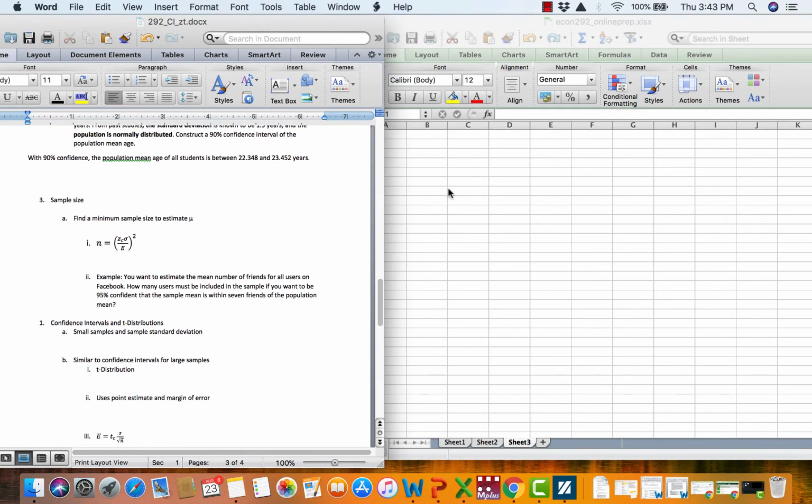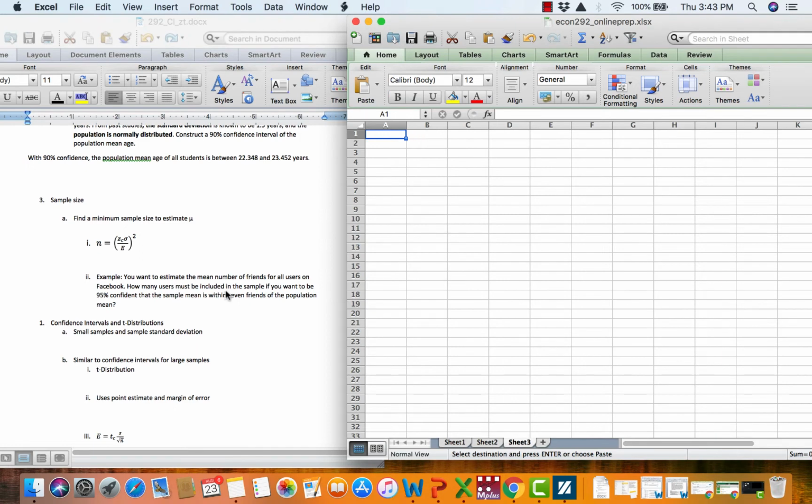Let's see. You want to estimate the mean number of friends for all users on Facebook. How many users must be included in the sample if you want to be 95% confident that the sample mean is within 7 friends of the population mean? According to this formula, we need a critical Z, we need a standard deviation, we need a margin of error, and we're going to be given some confidence.